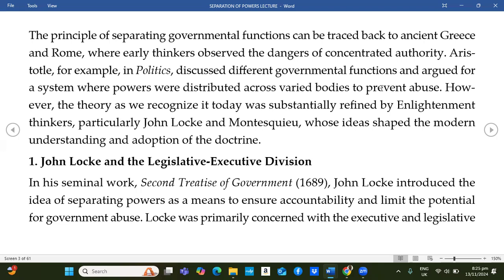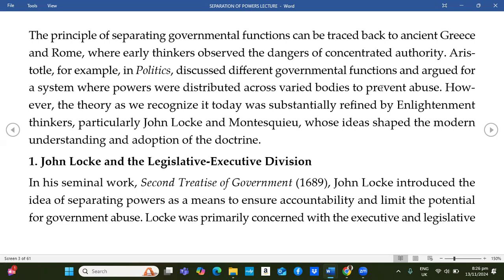Now, that is not what we are talking about, but John Locke, who falls within that category of scholars, propounded the work which is known as the Second Treatise of Government, way back in the 17th century. And in his seminal work, the Second Treatise of Government, or the Two Treatises of Government, that is how some will put it, John Locke introduced the idea of separating powers as a means to ensure accountability and limit the potential for governmental abuse.